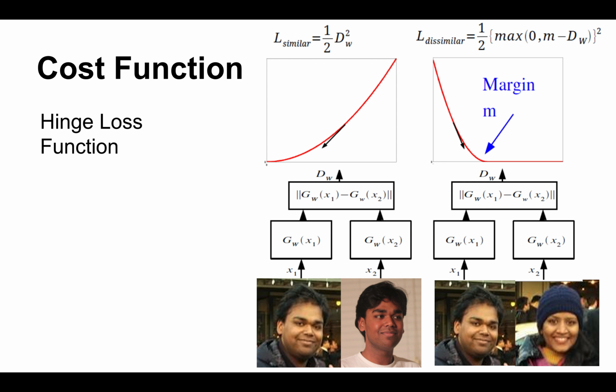So the idea is that if you look at the tower on the left, the two images are of the same person, so the output DW should be really small so that your loss is really low. And if the two images are different, like on the right, your DW output should be really high so that the loss is again low. And that is computed using the hinge loss function.